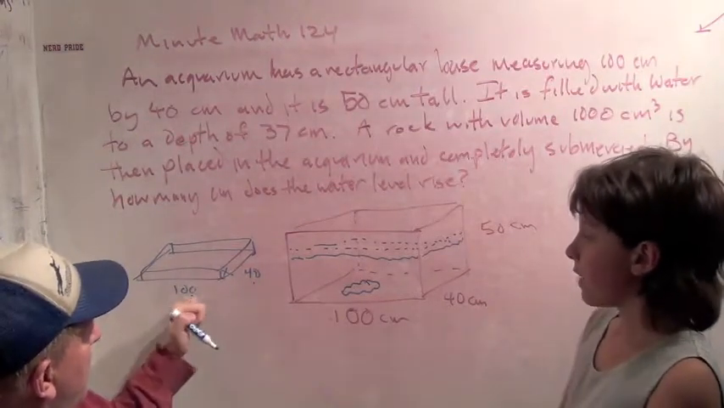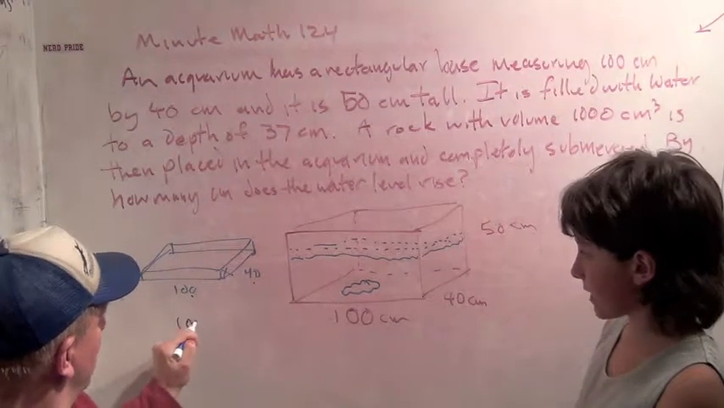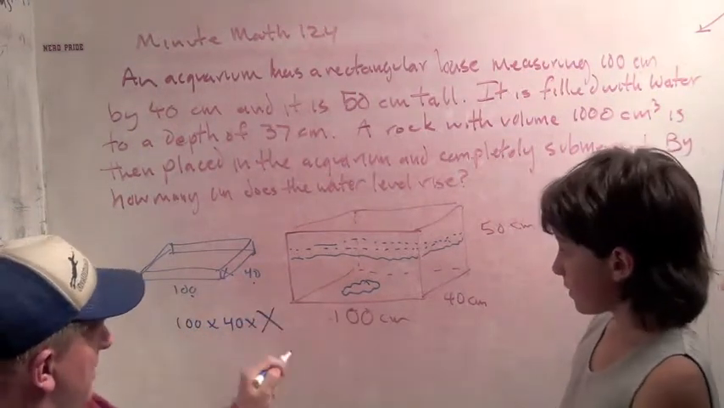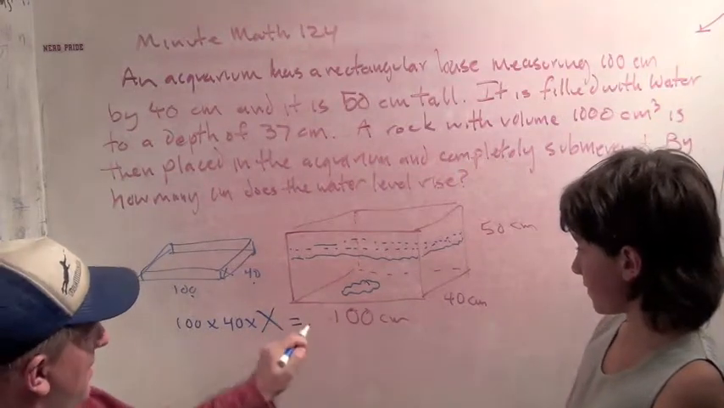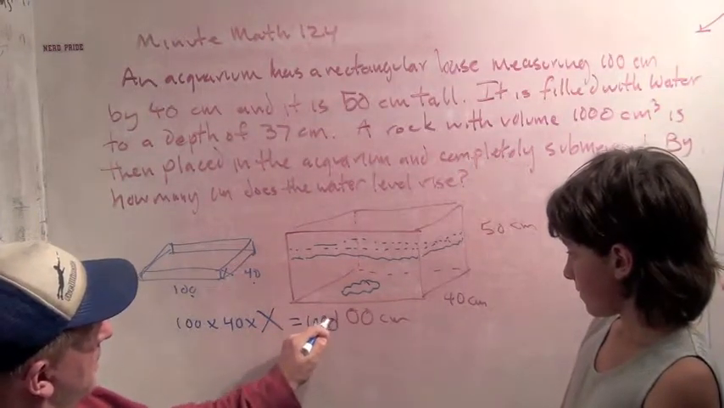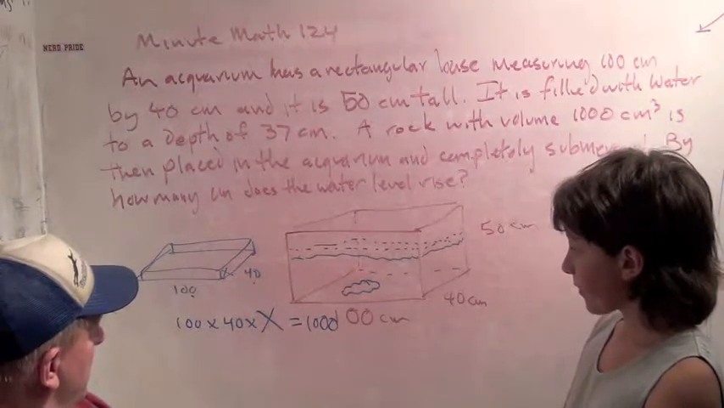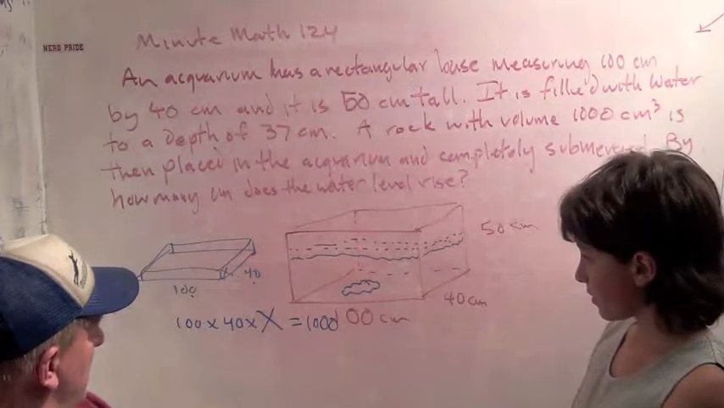So how do you figure out what the volume of this new box is? 100 times 40 times x. 100 times 40 times x equals 1,000. Well, it's 400 times x is 1,000.